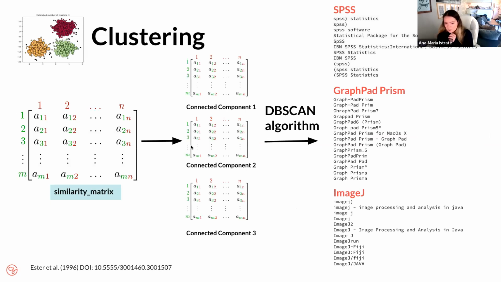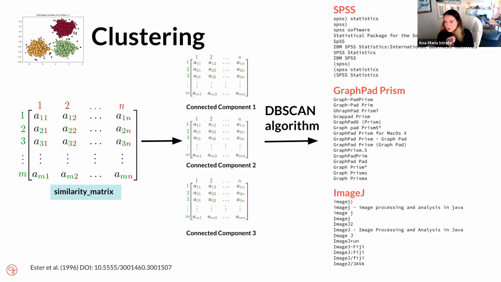So we have the similarity matrix, and then what we do is we break it down into connected components, and then we run the DBSCAN algorithm. This is a clustering algorithm. And we run DBSCAN on each of these connected components, and this is how we cluster these mentions of software under software entities. And it's interesting.